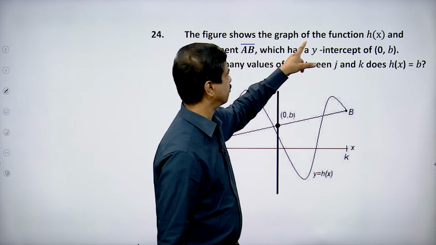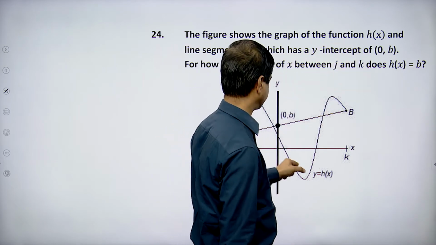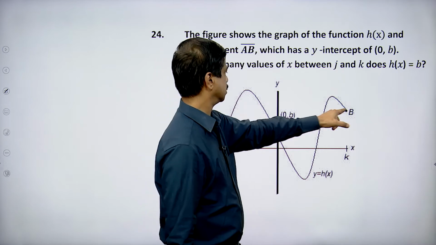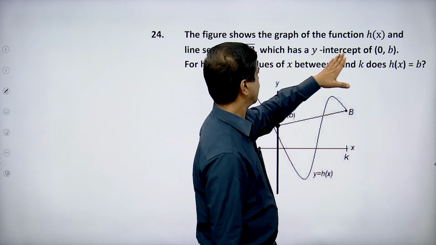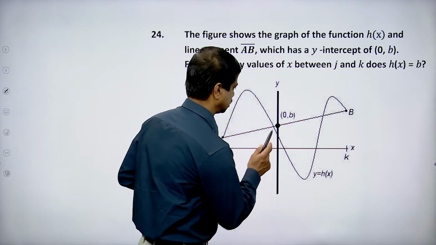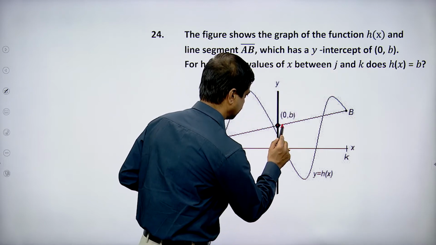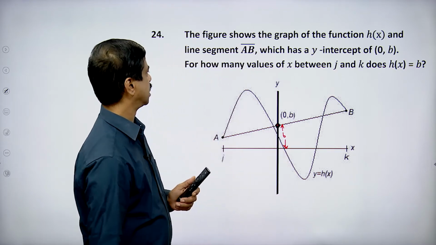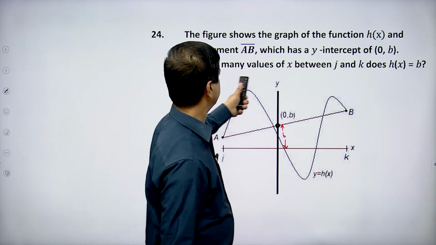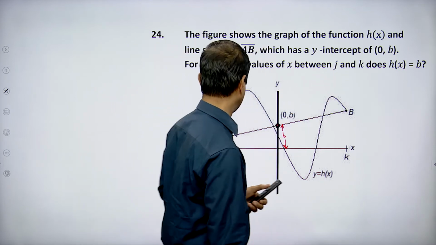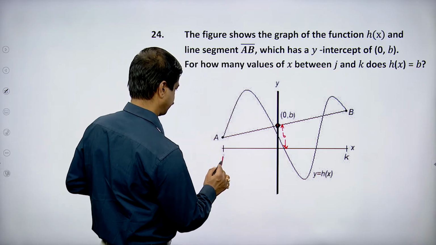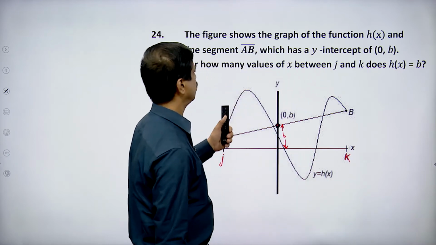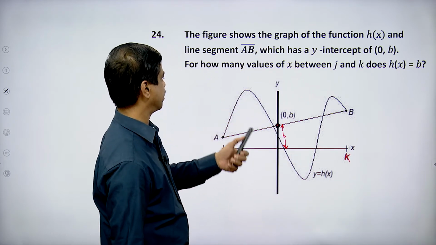The figure shows the graph of the function h of x. So this is h of x. Okay. And line segment AB. This is line segment AB, which has a y-intercept of (0, b). This is (0, b), means this length is b units. Okay, this length is b units. How many values of x between j and k? So this is j and this is k. How many values of x between j and k does h of x equal b?